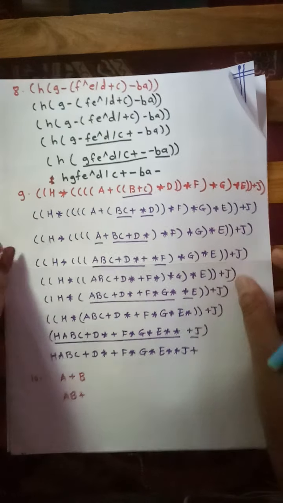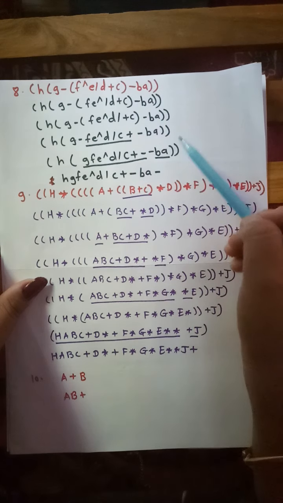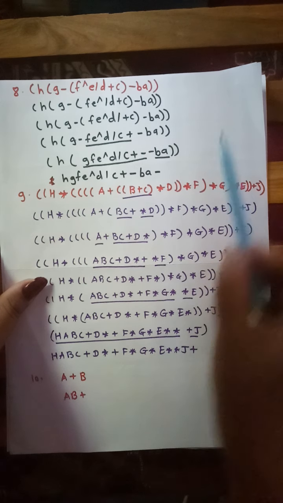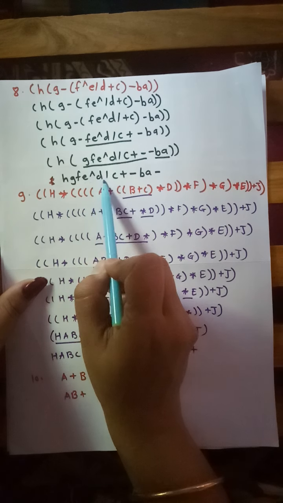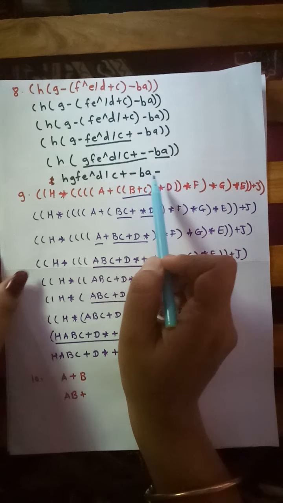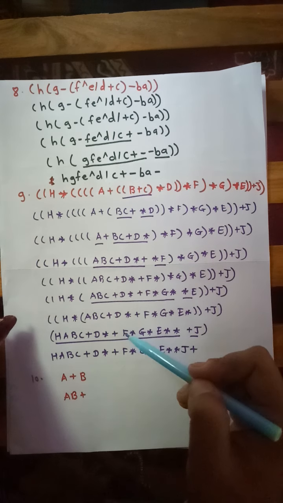Now we see the eighth example. So it will be solved again. Here, what is the output? H G F E caret D slash C plus minus B A minus. Now the ninth and tenth examples will be solved again.